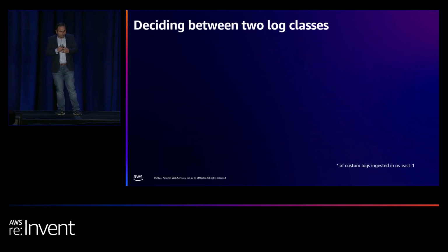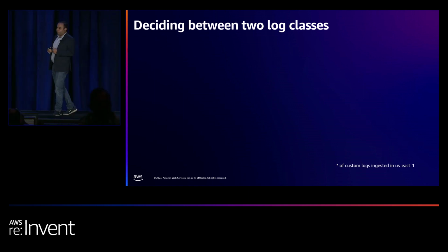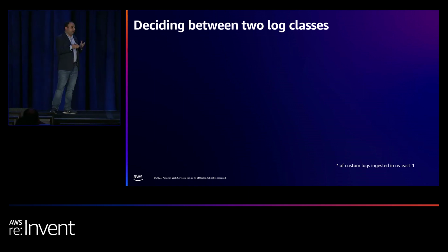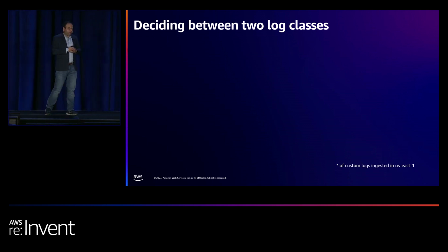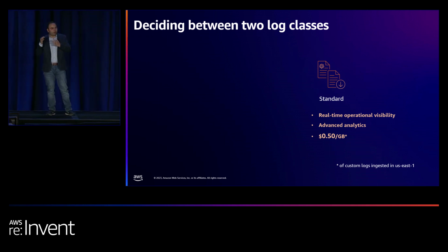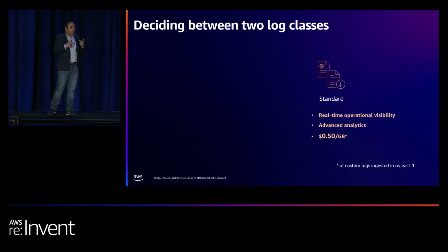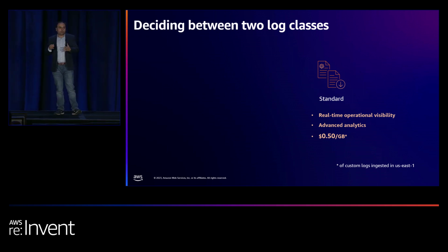All right. How do you decide which log class is best for your logs? Let's figure out how we can determine which log class to select for our logs. A simple way to think about this is any logs which are critical for your application health monitoring and detection, where you need alarming or anomaly detection, those logs still need to be in standard, so you can get the full suite of benefits and act on any problems that occur in your application.